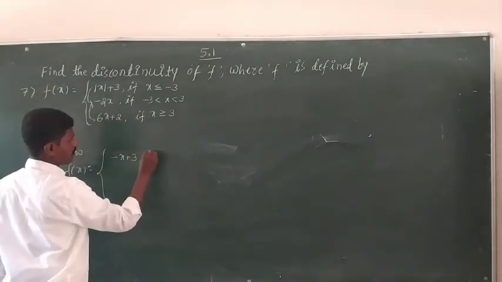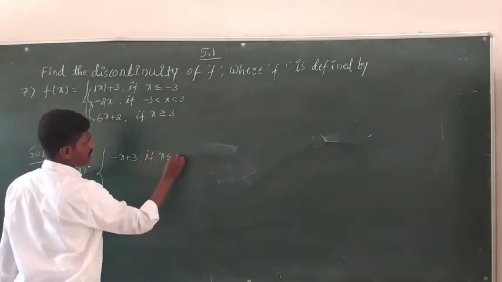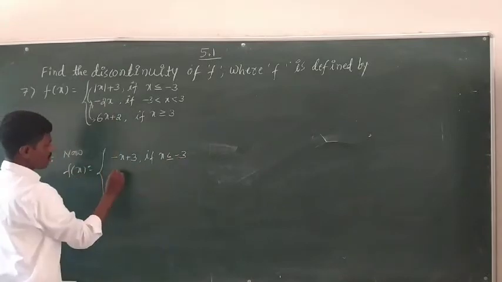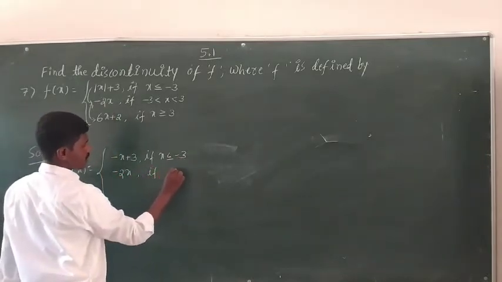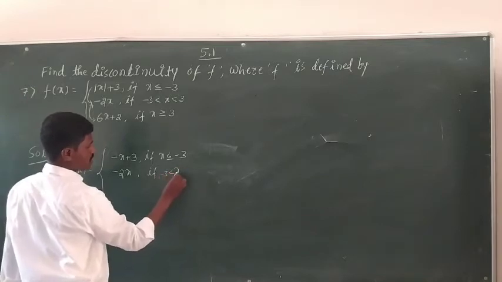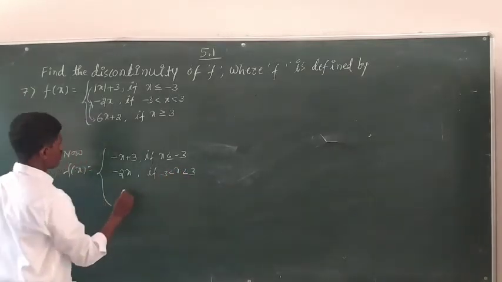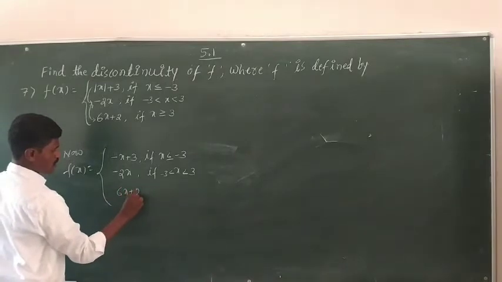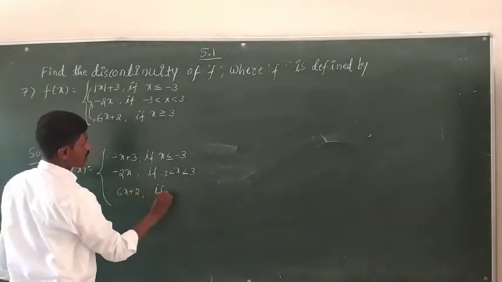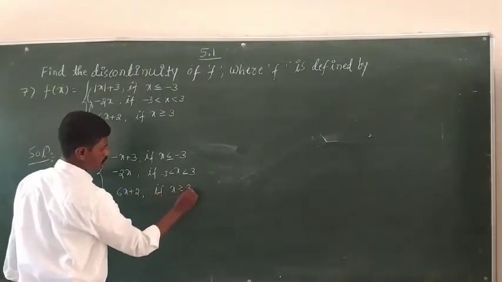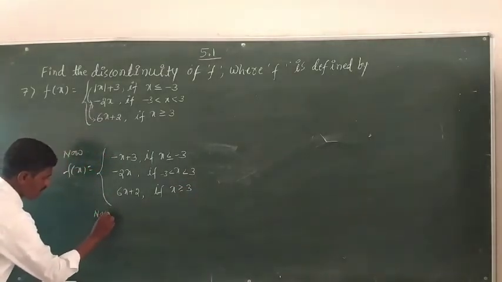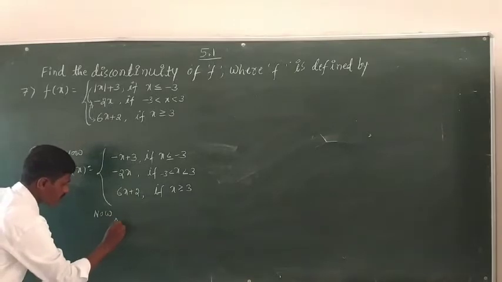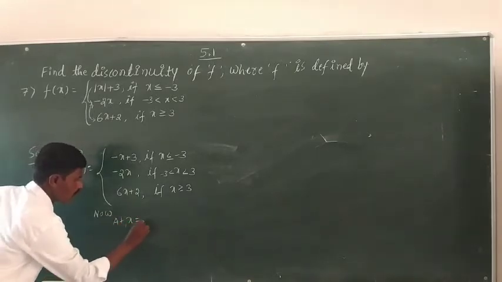Now, if x is less than minus 3, the function is minus x plus 3... if x is greater than minus 3 and less than 3, it is minus 2x; if x is greater than or equal to 3, it is 6x plus 2. Now check the continuity of the function at x equals minus 3.